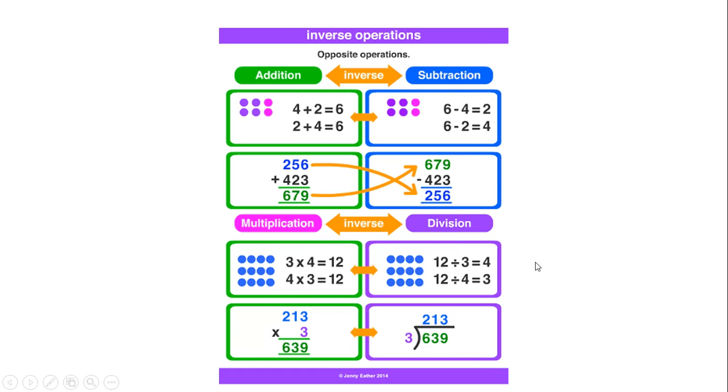Okay. And then I have a long division example down here. I have 213 times 3 is 639. If I divide my solution, my product, by either of these numbers, I'll get the other one. So 639 divided by 3 is 213. 639 divided by 213 is also 3.